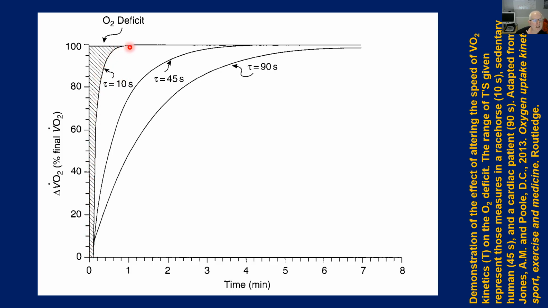We hit steady state. If I've got much slower VO2 kinetics, so this is kind of a tau, so tau isn't that it takes 10 seconds to reach steady state, it's that 63% of the rise in the curve is achieved in 10 seconds, whereas 63% of the rise in the curve in this group was achieved at 90 seconds. So notice the deficit is far greater.